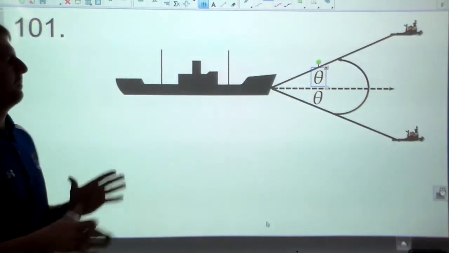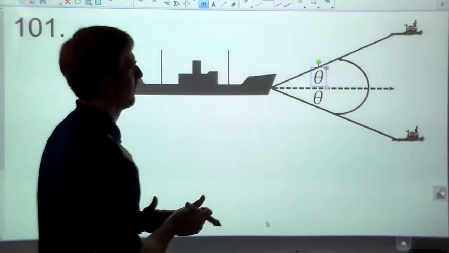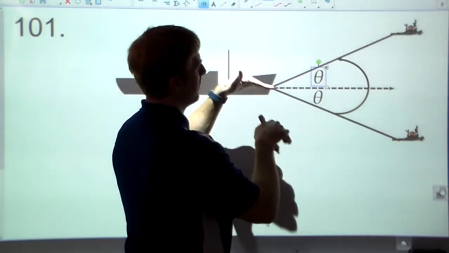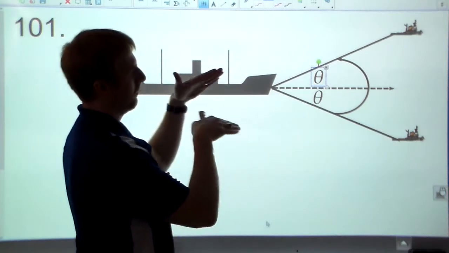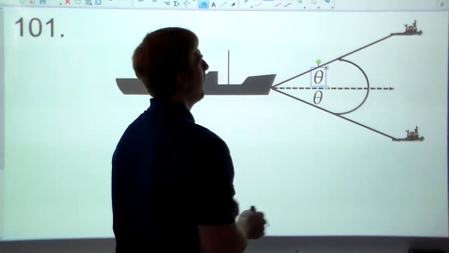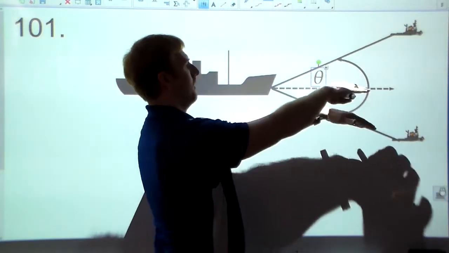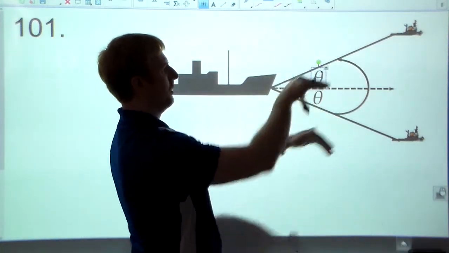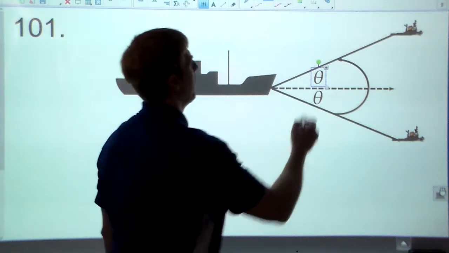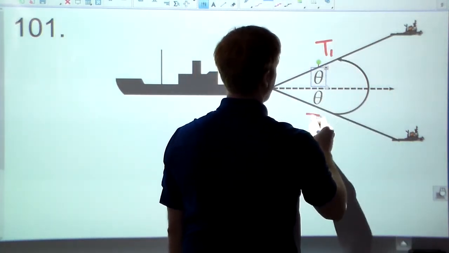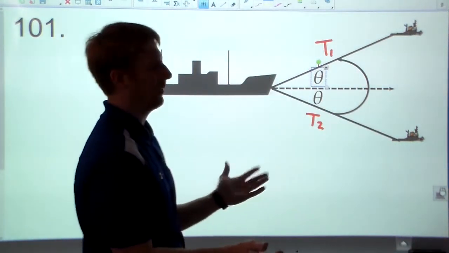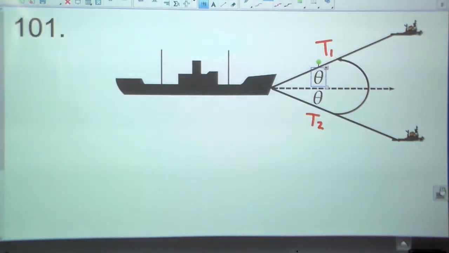In 101, we've got a big boat being pulled by 2 smaller tugboats. And we're trying to figure out the tension in the cables that are pulling in each direction. Now, we're assuming that, if this is the direction it's moving, they're pulling at the same angle to that direction of motion. So we'll go ahead and say tension 1, tension 2. It really doesn't matter which one you call tension 1, tension 2. It'll all work out in the end.